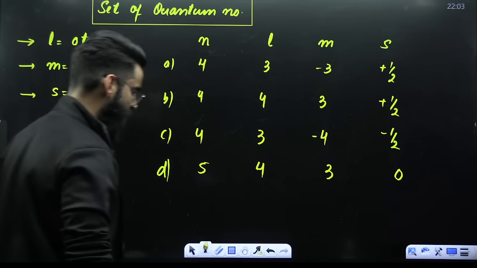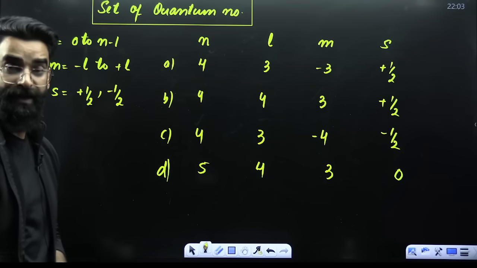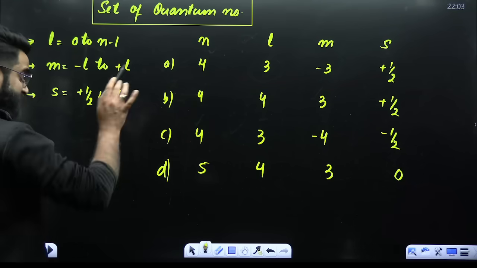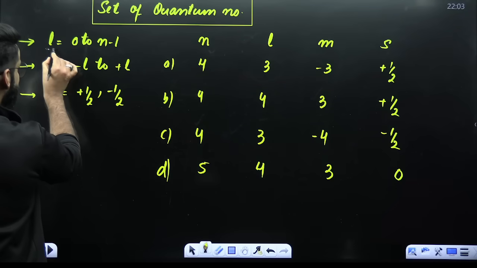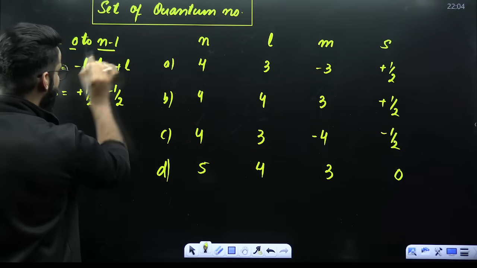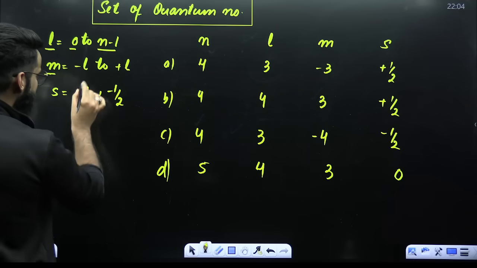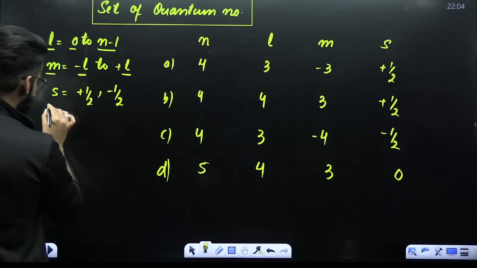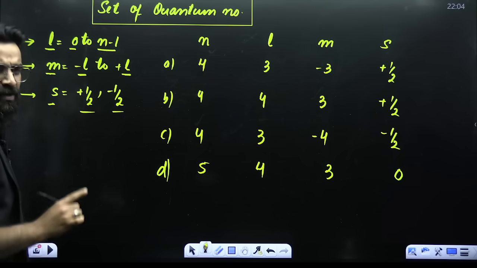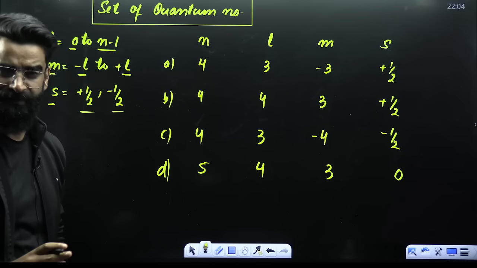My dear students, there is one more frequently asked question, if you all must be knowing. First of all, you must know azimuthal quantum number l, its value is from 0 to n minus 1. Magnetic quantum number m, its value is from minus l to plus l. Spin quantum number can have two values only: one is plus 1/2 and another one is minus 1/2.